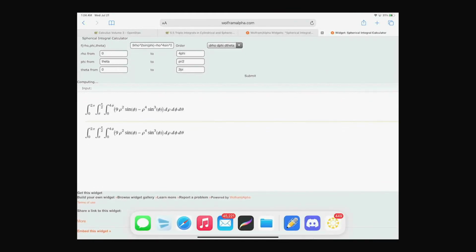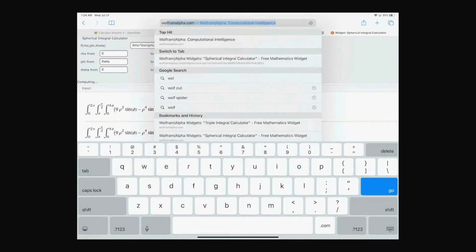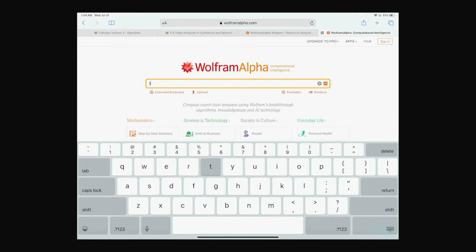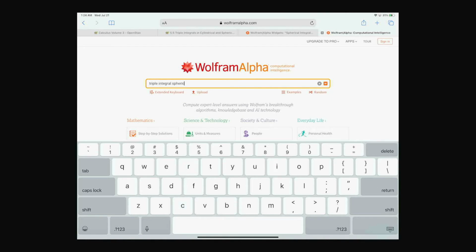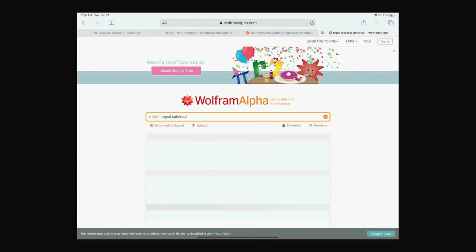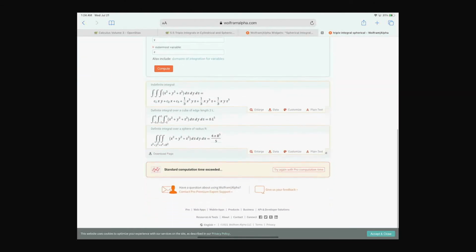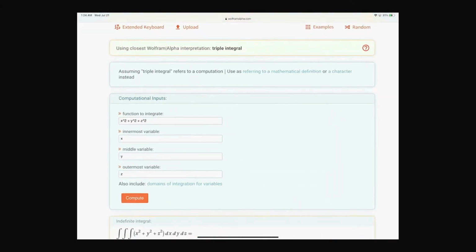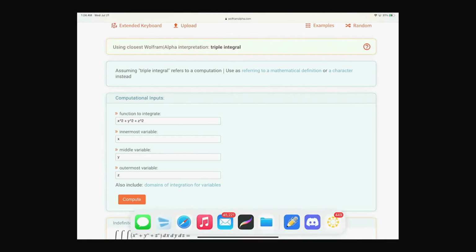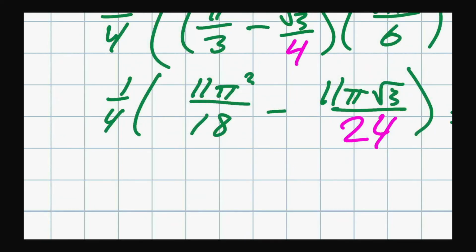So again, if you want to do those, you would have to Google for the calculator, because if you just go straight to Wolfram and you go like triple integral spherical, sometimes you can find things this way. And sometimes you can't, right? Like this didn't actually find the calculator for spherical coordinates and that kind of thing. So that's why I've been saying Google it if you want the calculator. Don't just do it in Wolfram.